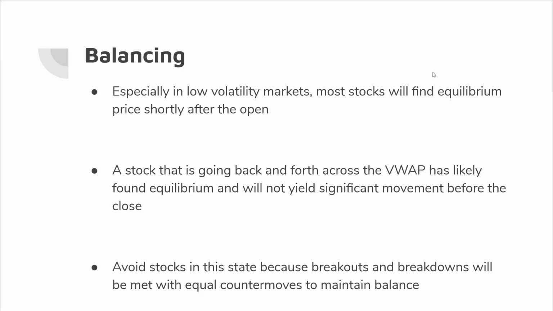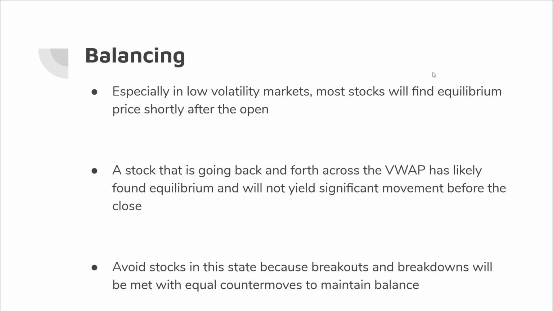Okay, especially in low volatility markets, most stocks will find equilibrium price right at the open or shortly after the open. Okay, so what is that going to look like? You can almost consider the VWAP as having a gravitational pull. Okay, so then what you're going to see is that price is kind of going up and down and across it constantly, right? There's almost a magnetic pull to price. Okay, and why it's important to identify equilibrium, right? And if you've been in the room, you've heard this, sideways, stay away, is because you don't want to go after those. They're not going to give you a nice move if they've found equilibrium.